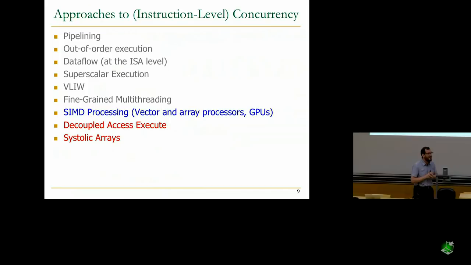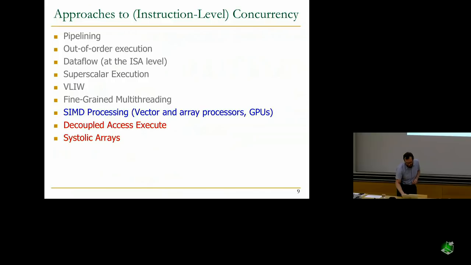And SIMD processing is essentially used in vector and array processors. I'm going to introduce the terminology. These are actually duals, time and space duals of each other. And GPUs take advantage of SIMD processing, plus fine-grained multi-threading, and of course pipelining. All of these take advantage of pipelining over here to actually improve performance. GPUs are essentially a combination of vector and array processing plus fine-grained multi-threading.